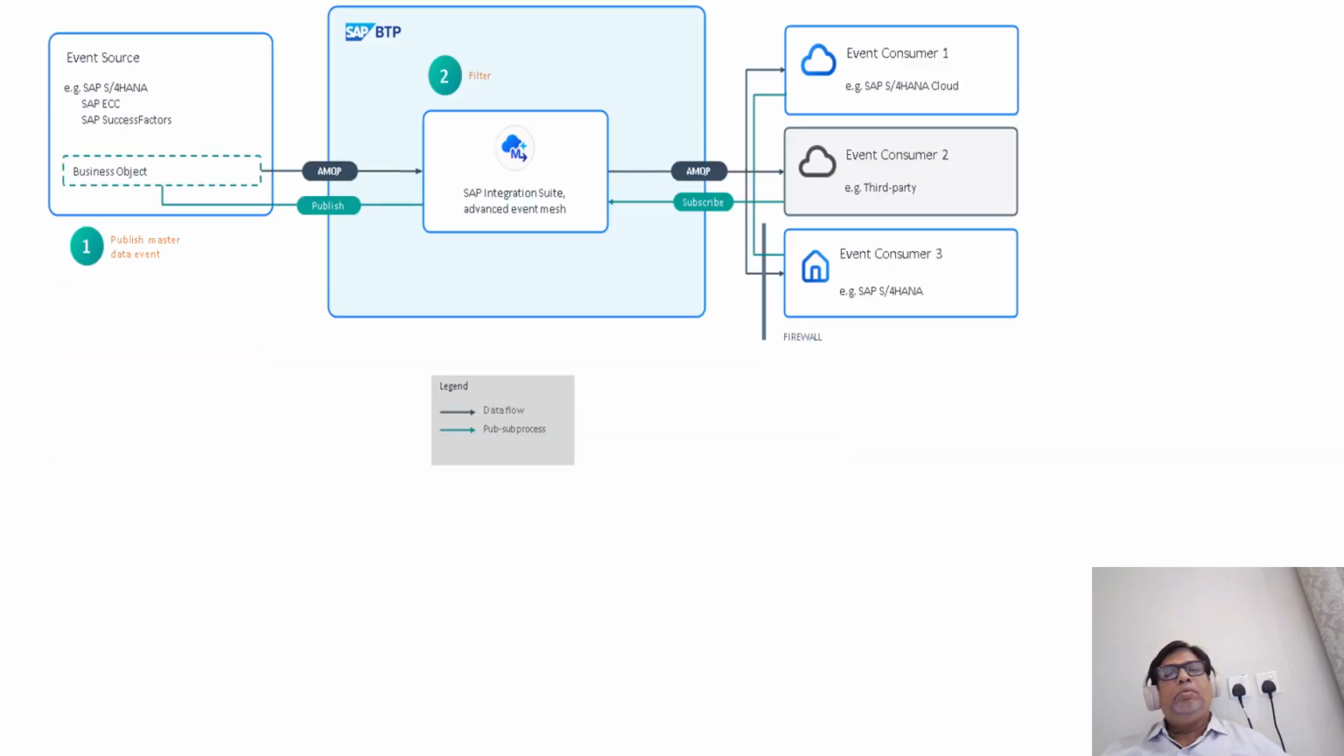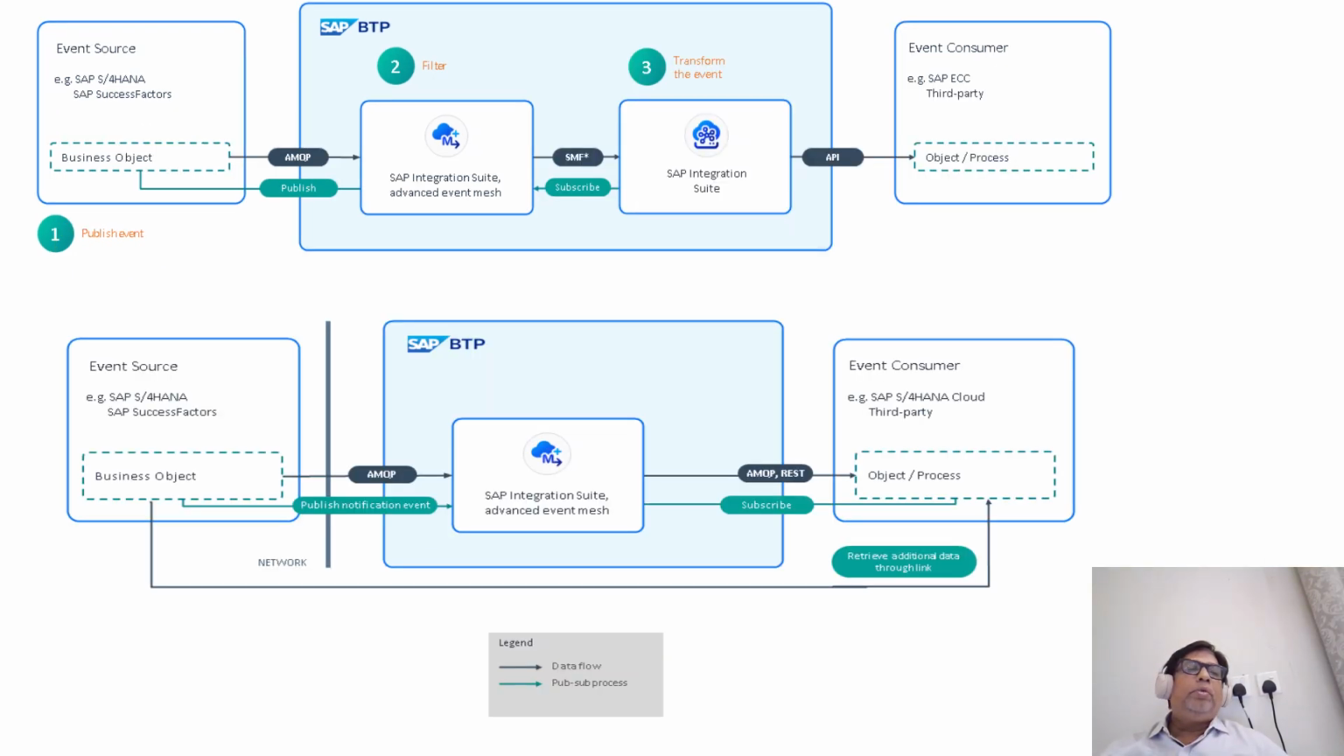These are the things available here. You can see this publish master data event here. The master data event is published here, and the corresponding data will be passed by publish and AMQP into the BTP integration suite. And then finally, this will be AMQP subscribed to the event consumer 1, 2, 3. The corresponding consumer will take it according to the subject requirement.